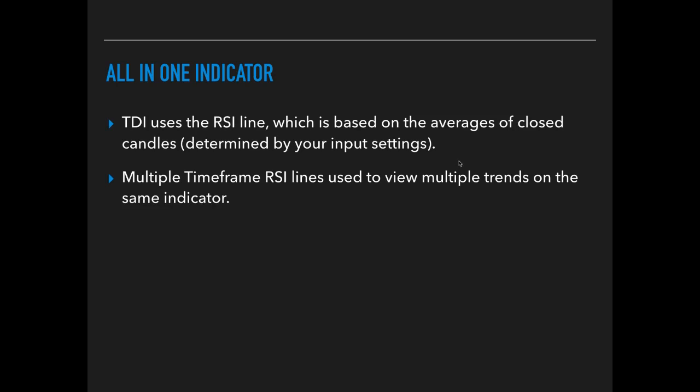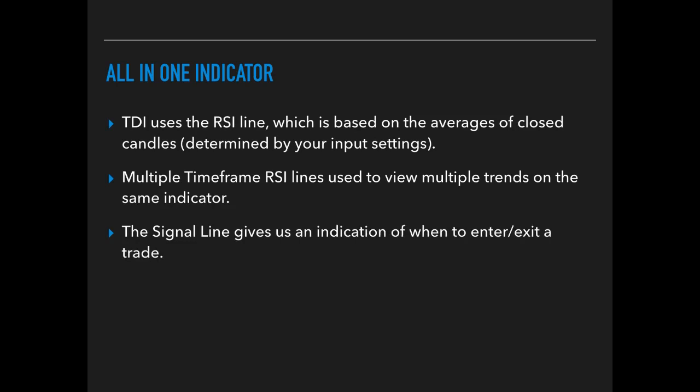Multiple time frame RSI lines are used to view multiple trends on the same indicator. What does that mean? Basically, with the TDI you have the market baseline, which is the yellow line that goes through the middle of your TDI, and then you have your RSI line. The RSI line is, let's say, the price line of an M15 chart, and your market baseline will be something like an H4 RSI line. So you have a higher time frame lining up with the lower time frame on your TDI, and that's how you can determine how price is reacting overall in the market, which is why I like the TDI, because it gives a broad view of the market.